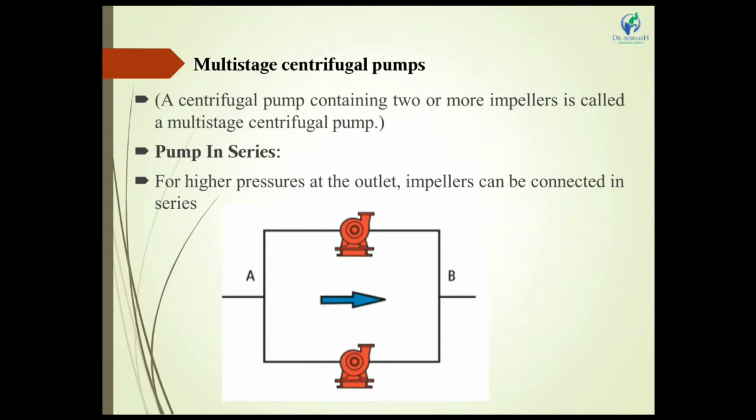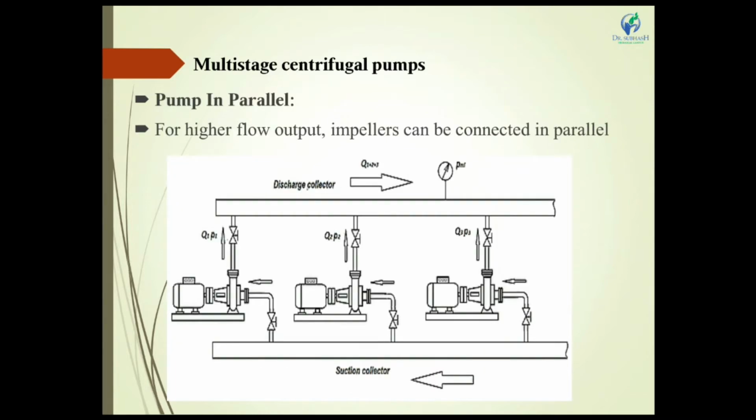Here the figure shows that we use two pumps. The pumps are connected in series. The first pump is directly linked with A and the output is B. For higher pressure at the outlet, the impellers can be connected in series. For multi-stage centrifugal pumps, the second type is pump in parallel.